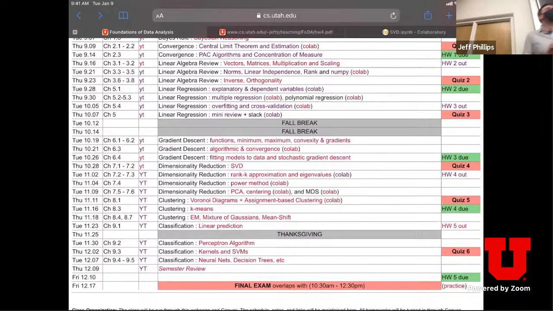We're going to talk about the singular value decomposition today. And this is in the section on dimensionality reduction. We're going to do this, and we have two more sections on clustering and classification.